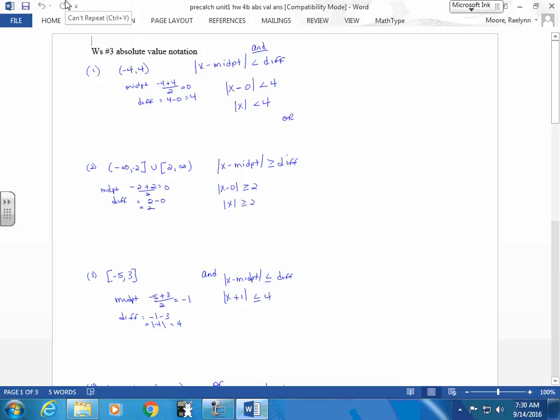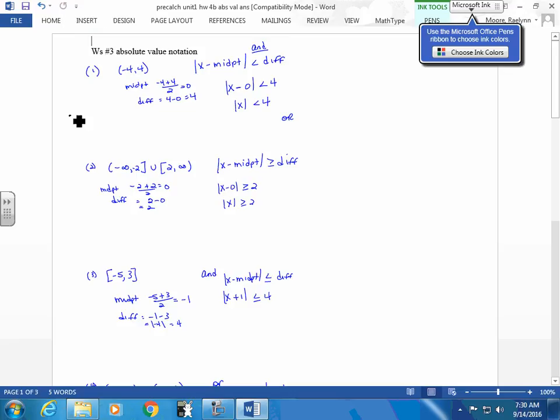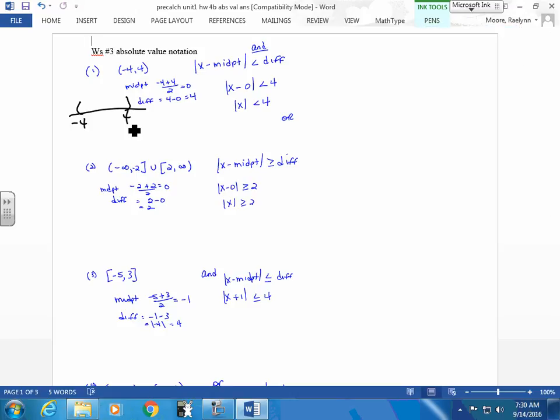Alright, so I gave you some intervals. Put it on the number line. It works much better if you take a look at it. Put it on the number line, see where these are going. It's going from negative 4 to positive 4. Your midpoint is obvious. Your difference is obvious. Your midpoint is going to be here. Your distance is going to be 4.